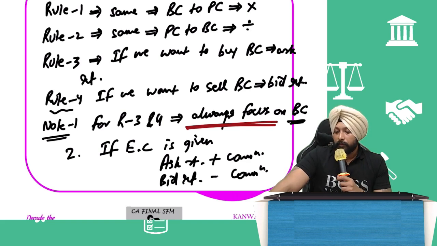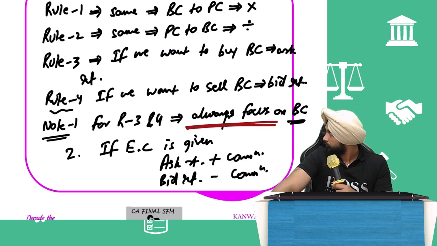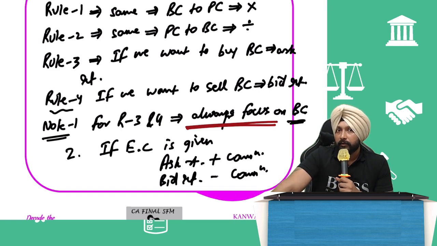Rule number 3. If you want to buy the base currency, we use ask rate. Rule number 4, if you want to sell the base currency, we use bid rate.